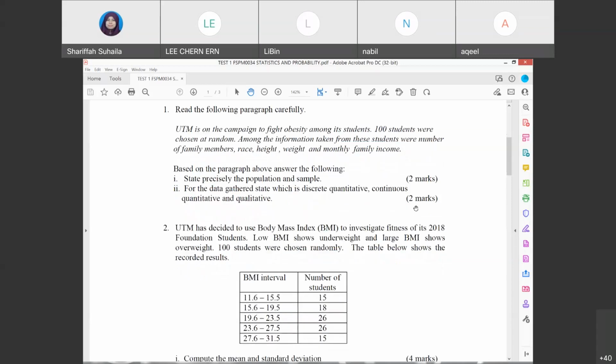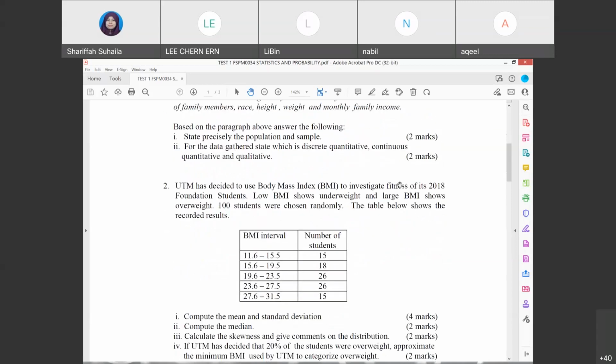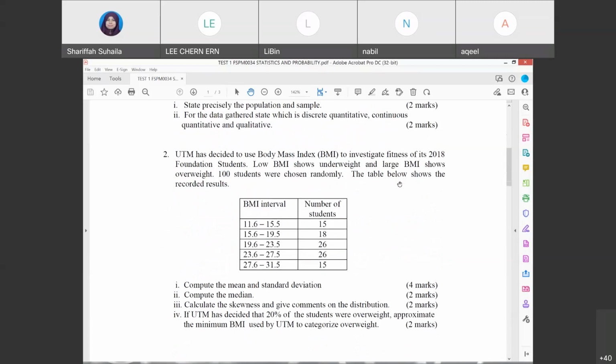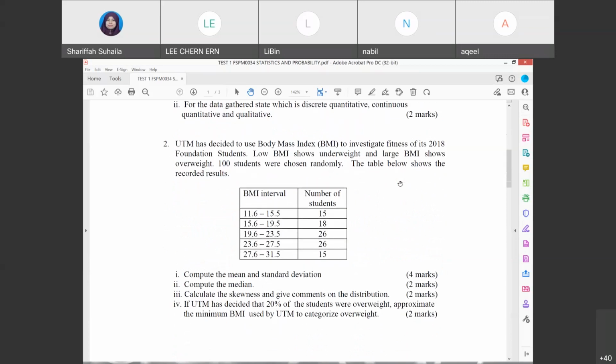Boleh faham definisi population sample? This I just go through, I expect everyone already try to solve it. Okay, so again, ini just a rough idea je. So UTM has decided to use body mass index to investigate fitness of its 2018 foundation students. So low BMI shows underweight and large BMI shows overweight. So 100 students were chosen randomly. So kita pilih 100 student. So itu adalah sampling. Okay, we choose randomly 100 students. Okay, so data kamu ni adalah data sample.